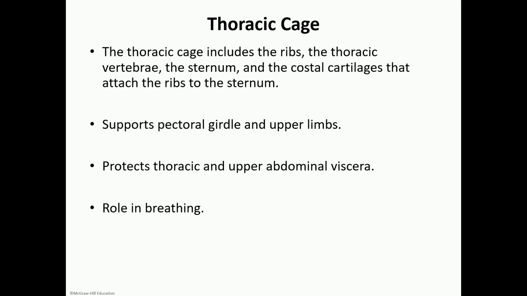The thoracic cage includes the bones of the ribs, the thoracic vertebrae, the sternum, and the costal cartilages that attach these ribs to the sternum. It supports your shoulders, which are your pectoral girdles, and your upper limbs, and it protects the viscera, so it protects the lungs and the heart, and it does have a role in breathing.